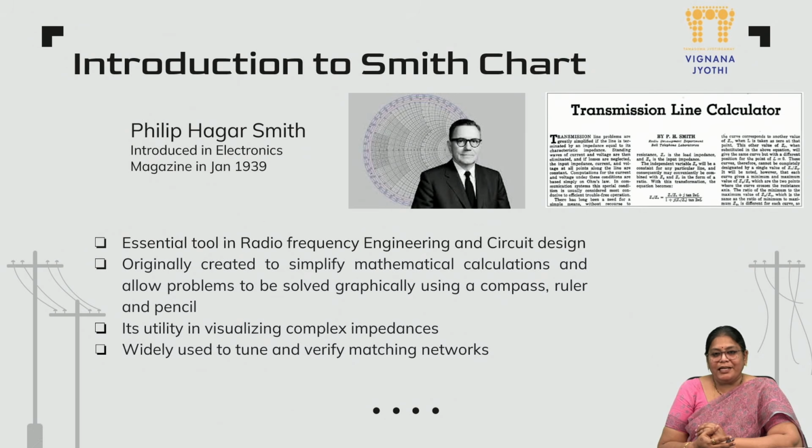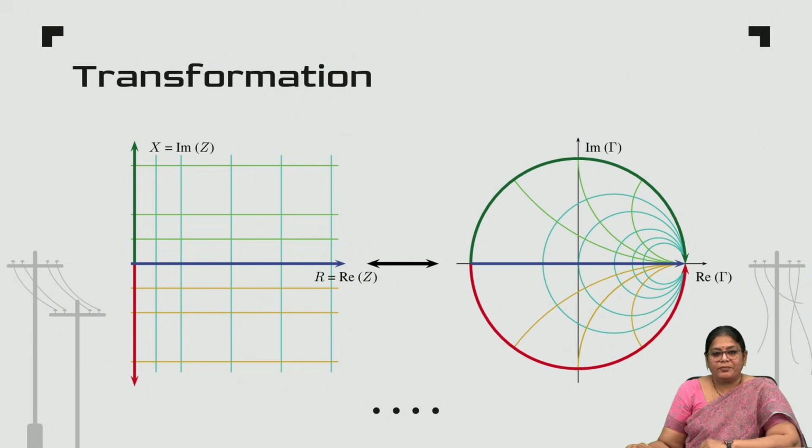Today we are learning about the Smith chart in this particular context, where we want to understand how a Smith chart can be used at a basic level, especially in the context of impedance. Its utility is in visualizing complex impedances, so we are going to see that today. Similarly, it is widely used to tune and verify matching networks.